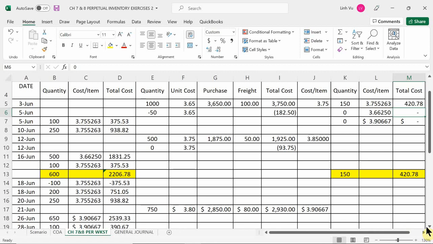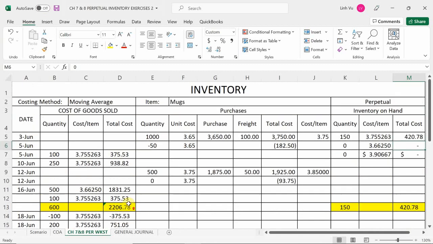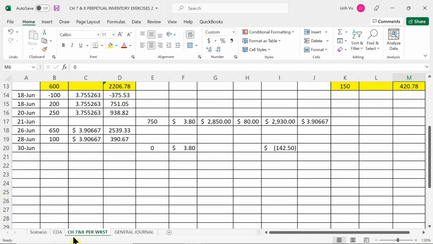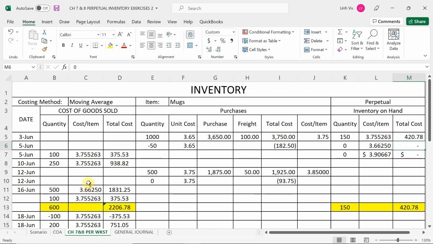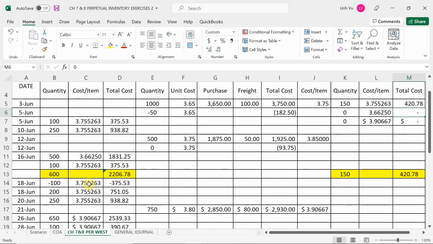All right, any questions in regards to this exercise? We completed the journals. We completed the inventory worksheet. All right, any questions? No.